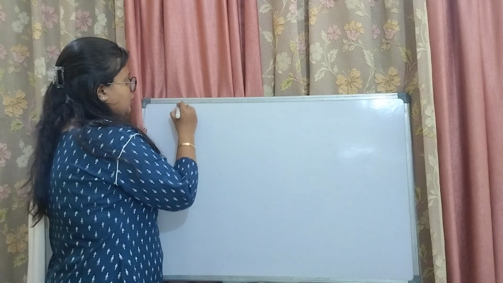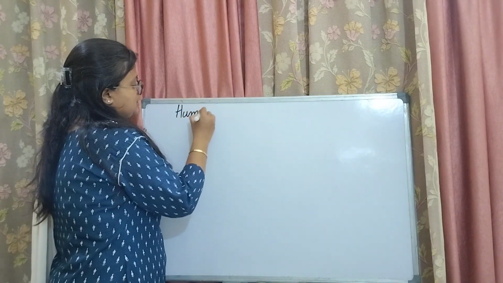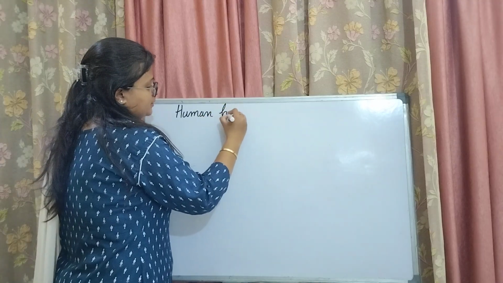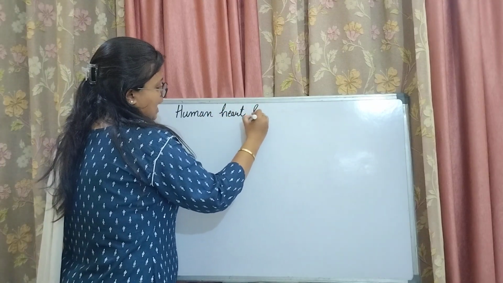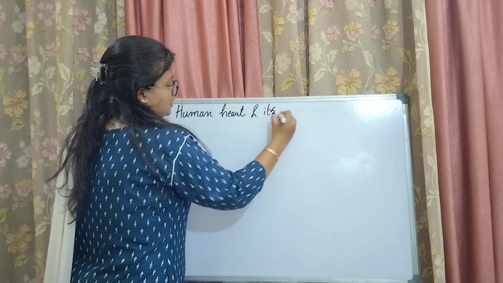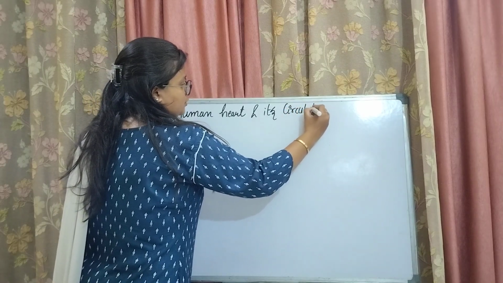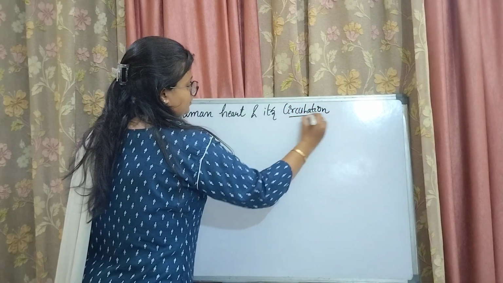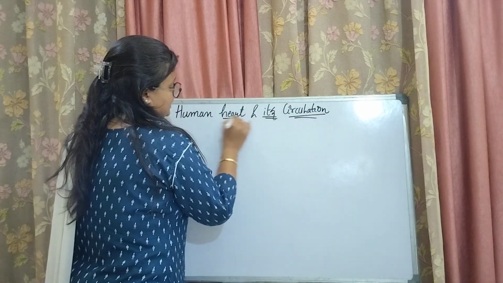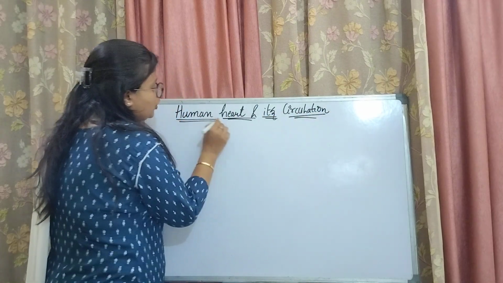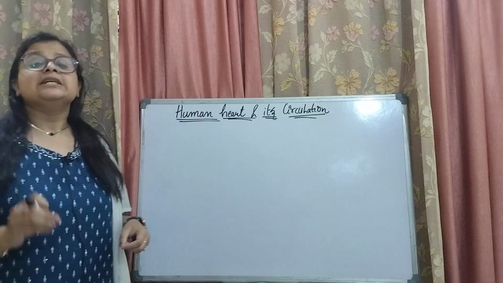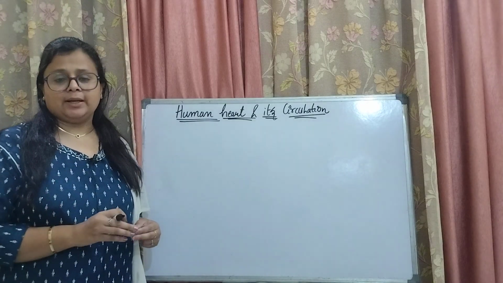So what is the topic of today? Today's topic is the human heart and its circulation. You might be very excited to know that our human heart basically beats 70 times per minute.